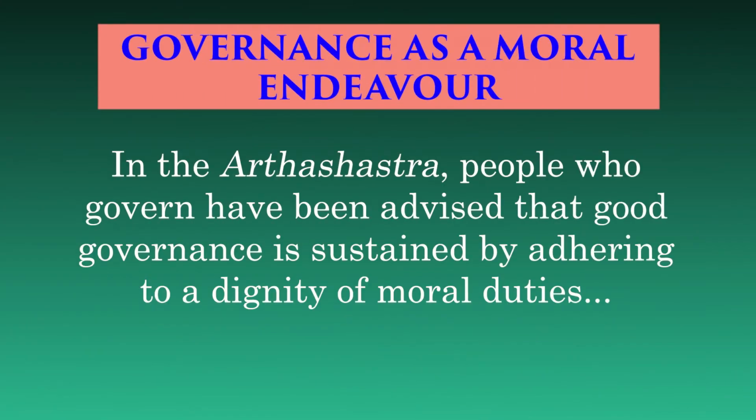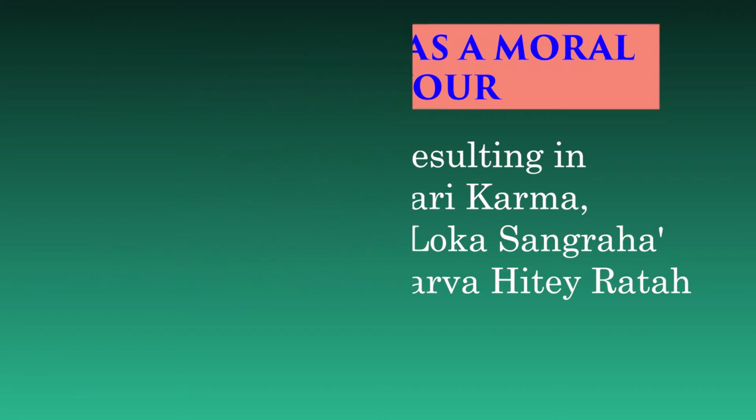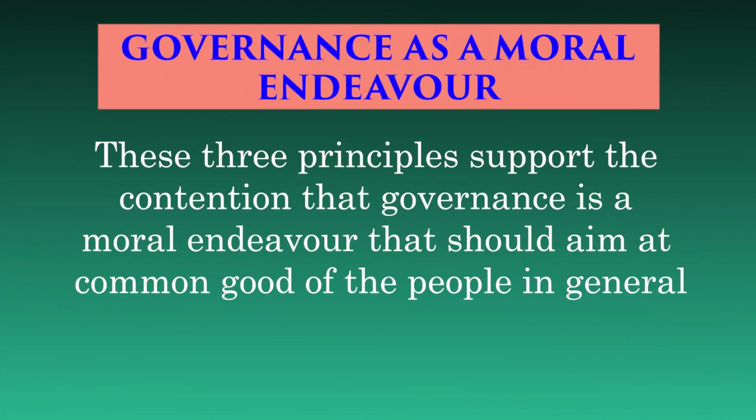This was exceptionally well elaborated in the Arthashastra. People who govern have been advised to possess qualities of morality, righteousness, and follow the path of dharma. In fact, if there was dharma in society and state, it would ultimately result in sarva kalyan, leading to sarva loka sangraha, ultimately referring to sarva hiteha raha, which means the greatest good of the greatest number. In other words, governance was a moral endeavor based on dharma or righteousness.